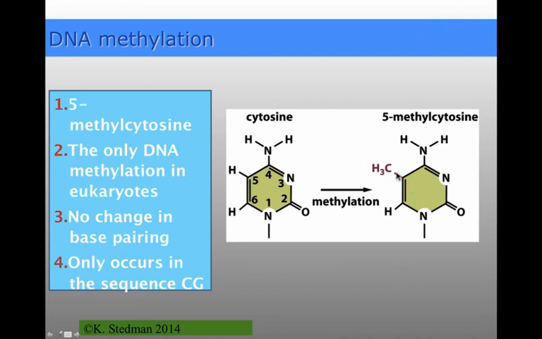DNA methylation, hopefully we're not beating the dead horse on here. 5-methylcytosine, this is what happens in eukaryotic DNA. Other methylations happen in bacterial and archaeal DNA. But here's this 5-methylcytosine. It doesn't change your base pairing, but it is going to provide a mark to say, hey, this is a particularly important region of your DNA, and this only happens in CG sequences. So not CG base pairs, but CG sequences from 5' to 3'.